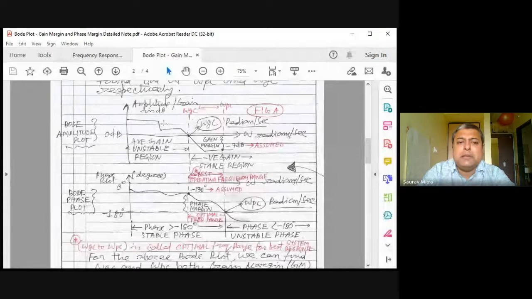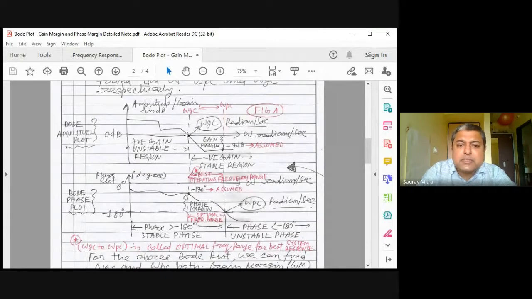But take it for the time being that this is the amplitude Bode plot, and this is the 0 dB. So what is there on the amplitude Bode plot y-axis? It is dB gain. dB means 20 log V output by V input. X-axis it is omega, radian per second. Okay, so how to draw it, we will show you.